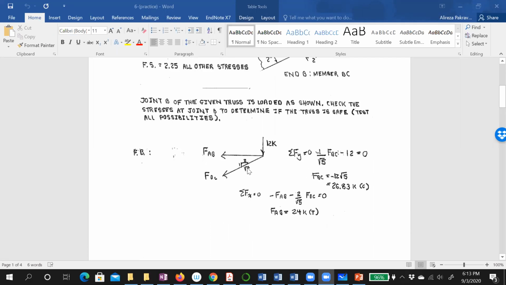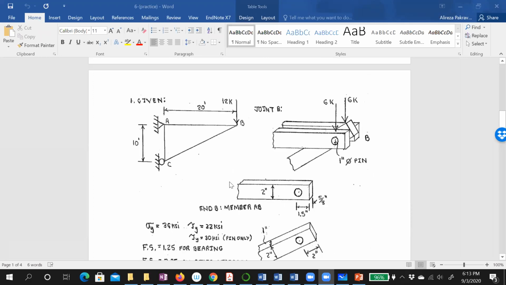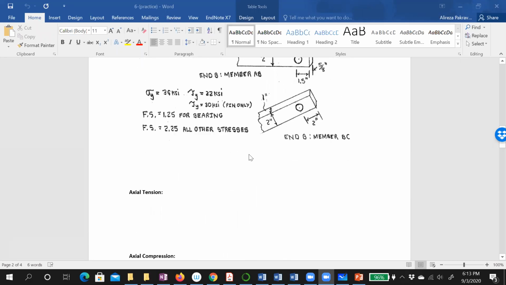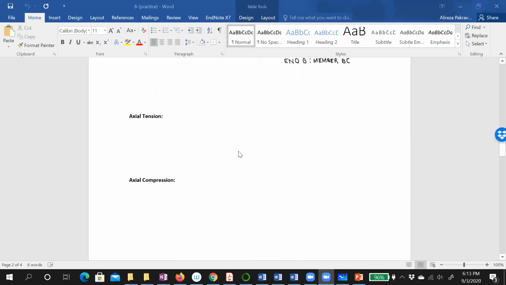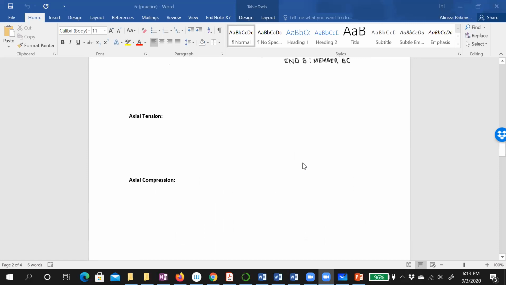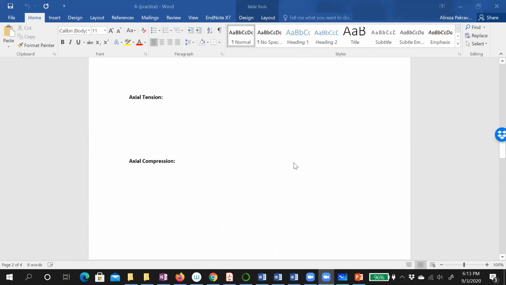You don't need to redo that. FAB is 24, in tension. FBC is negative 12, 26.83 compression. And again, I repeat this on every page. As a first step, the easiest one, find the axial tension and axial compression. AB is under tension, BC is under compression, right? Find the maximum one and then compare with the allowable stress.